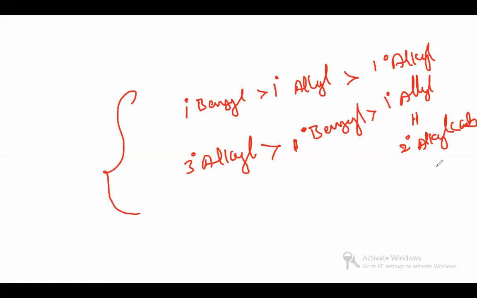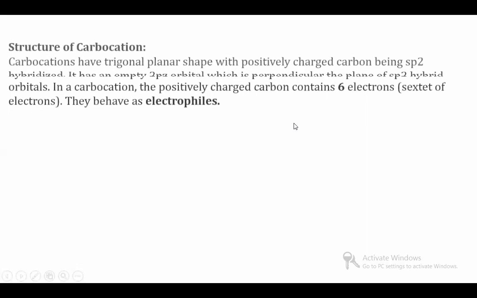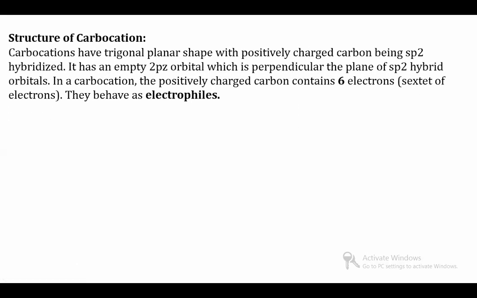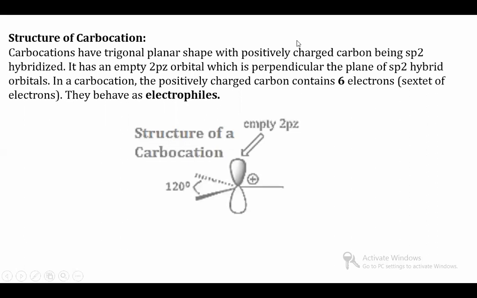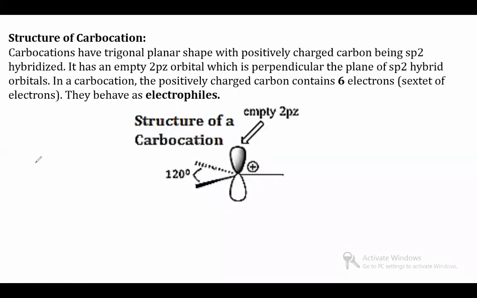Now we will see its structure: how it will be, how many electrons are there in a carbocation, what its hybridization is, and what we call the electron deficiency. The carbon will have a positive charge, and we call it a carbocation, right? Carbocation has a trigonal planar structure. We know that it is sp2 hybridization.